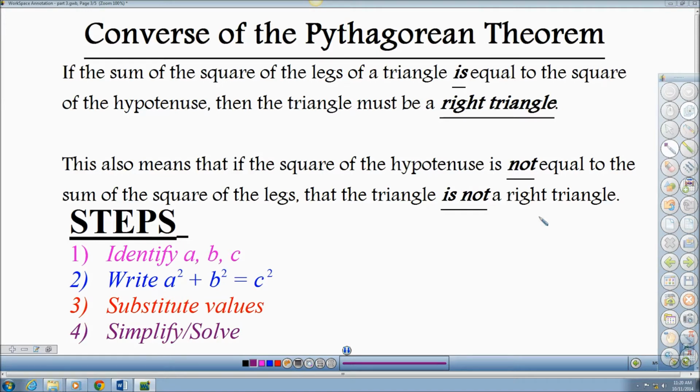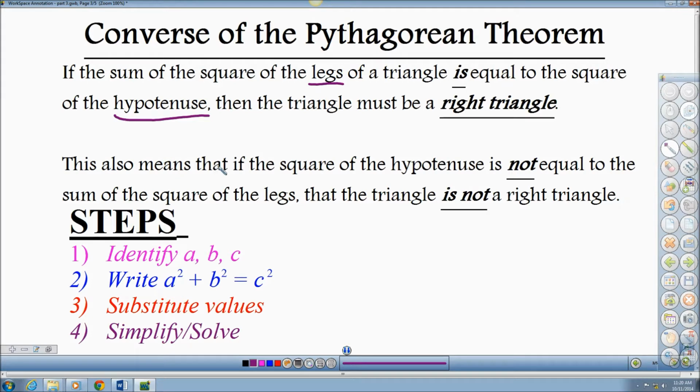Today we're going to be studying the converse of the Pythagorean Theorem. And the converse states that if the sum of the squares of the legs, which are the two shorter sides of a triangle, is equal to the square of the hypotenuse, which is the longest side of a triangle, then the triangle must be a right triangle.